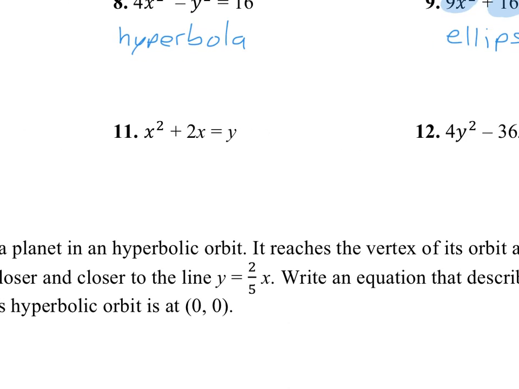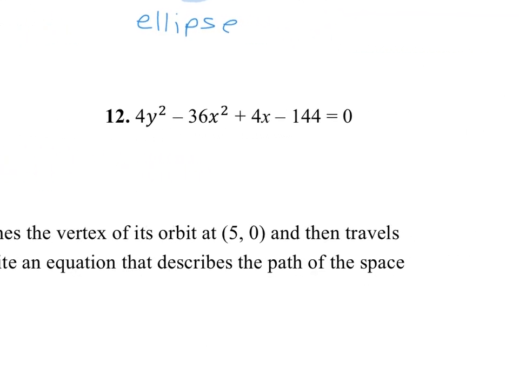Number 11, I see that the y is not squared. So because only one variable is squared, this is a parabola. All right, number 12, I see one of the squared terms is negative, one of the squared terms is positive. So because we have that subtraction, this is a hyperbola.